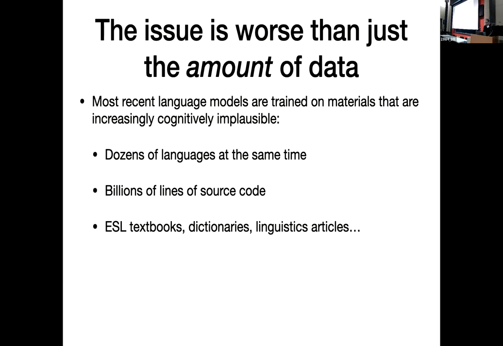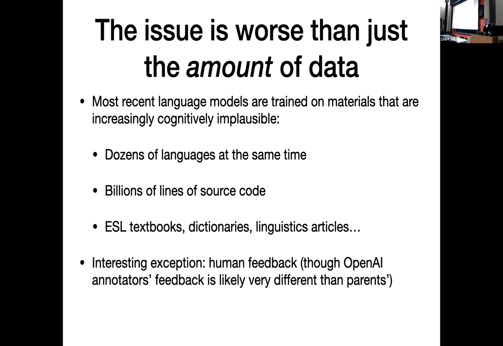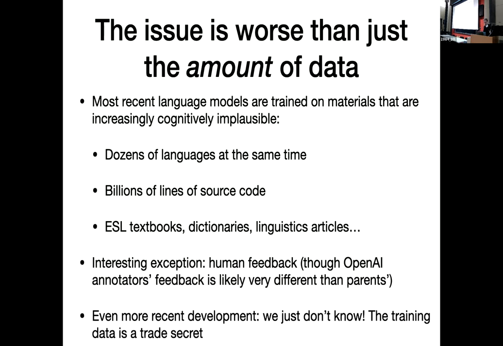Well, there's one interesting exception that I'm not sure what to think about, which is the human feedback component of large language models, which I think in some cases brings the training closer to the cognitively plausible setting, but I'm not going to talk about that today. And the most recent development in terms of training data, that's very recent, like the last couple of weeks, is that we just don't know. We're not told what the model was trained on. The training data is a trade secret, closely guarded.